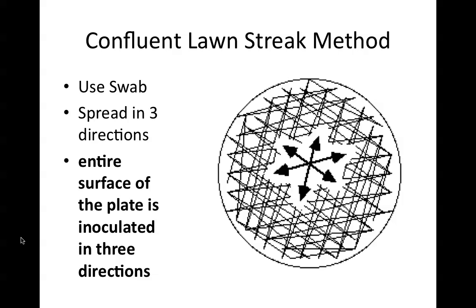So we've spread the bacteria 3 different directions, so that when we come back the next day, we will see that entire surface of the agar plate has bacteria growing everywhere. This is a fairly common technique that's used for many different applications in microbiology.